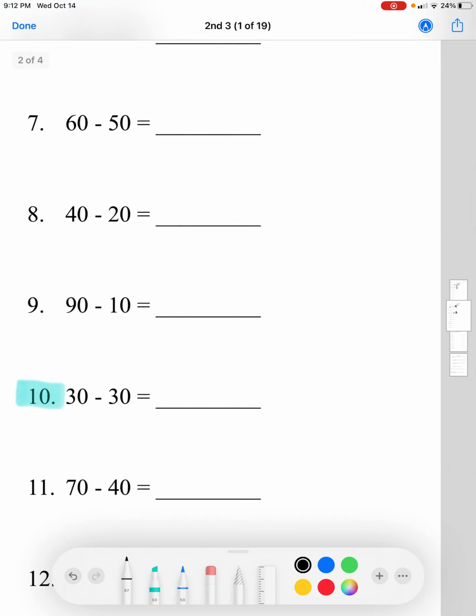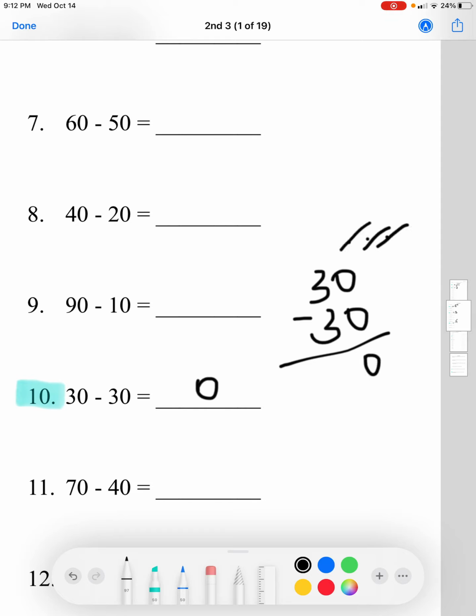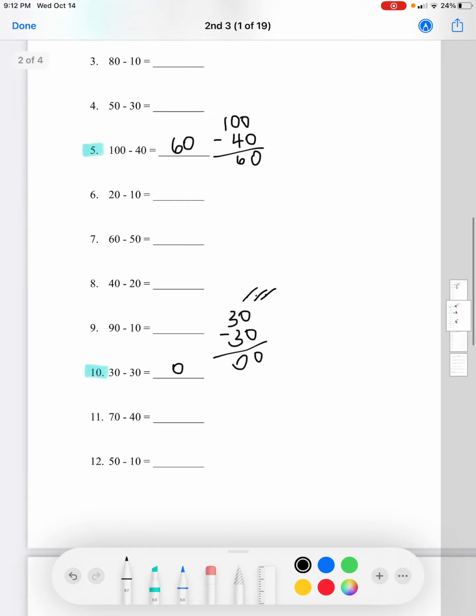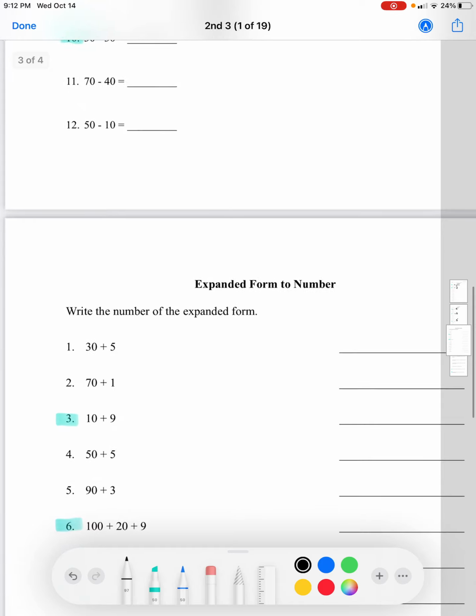Lastly, we'll do number 10. We have 30 minus 30. Since we're subtracting the same number from itself, we know it's going to equal 0. But if you write it out, you have 0 minus 0 again, and then 3 minus 3, if you have 3 things, you take away 3, you're left with a 0. So, yeah, 30 minus 30 equals 0.